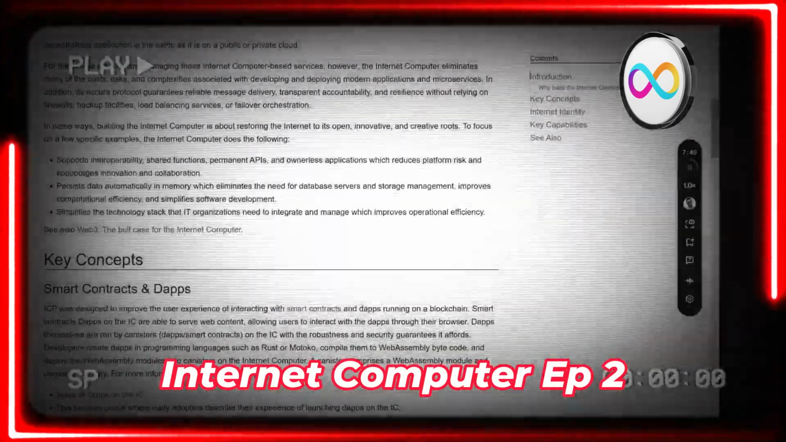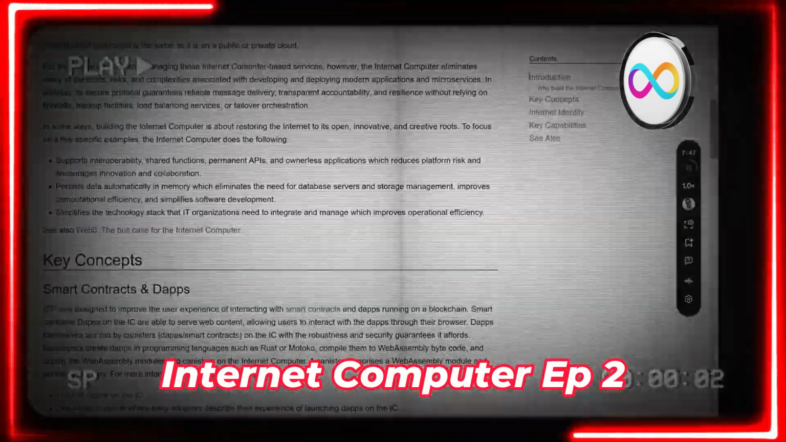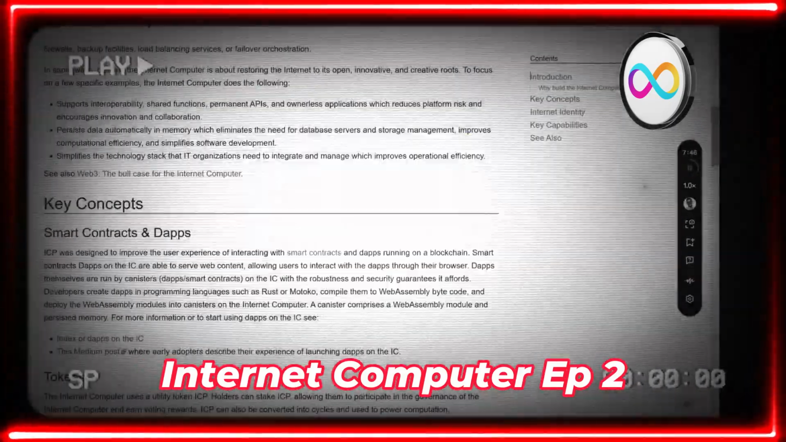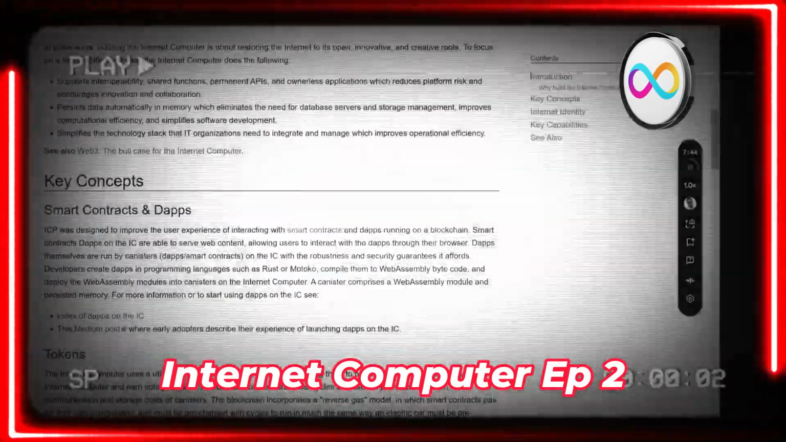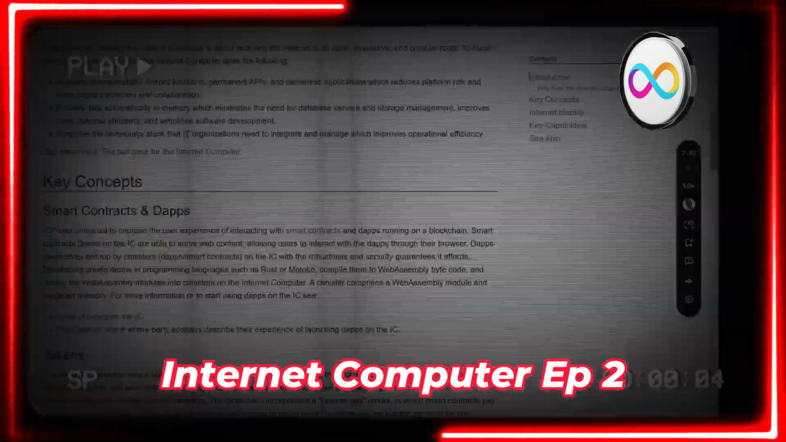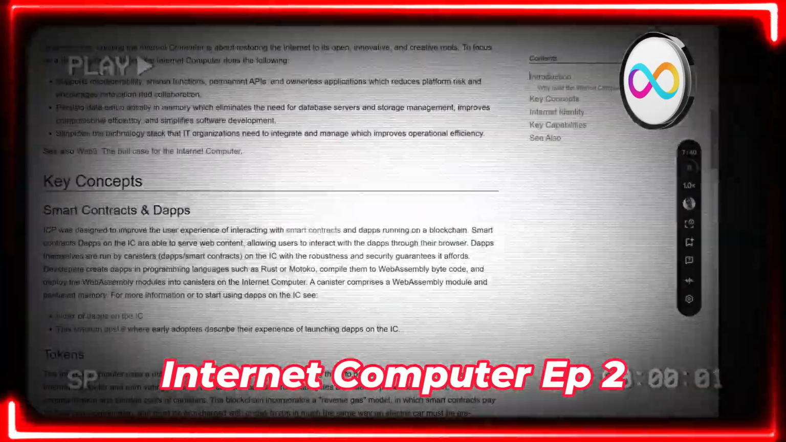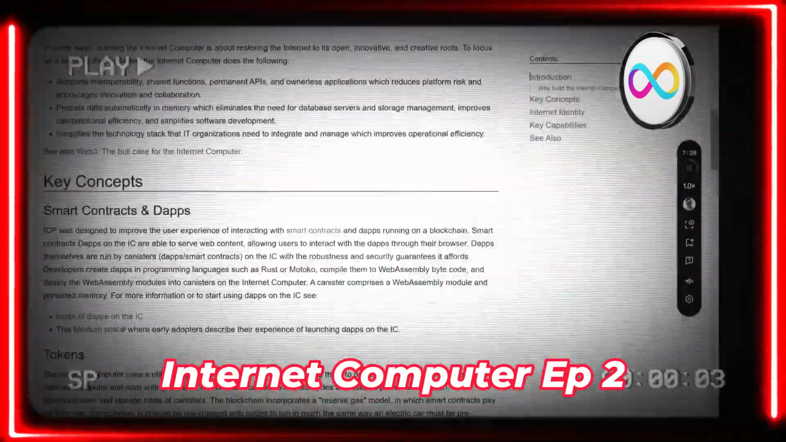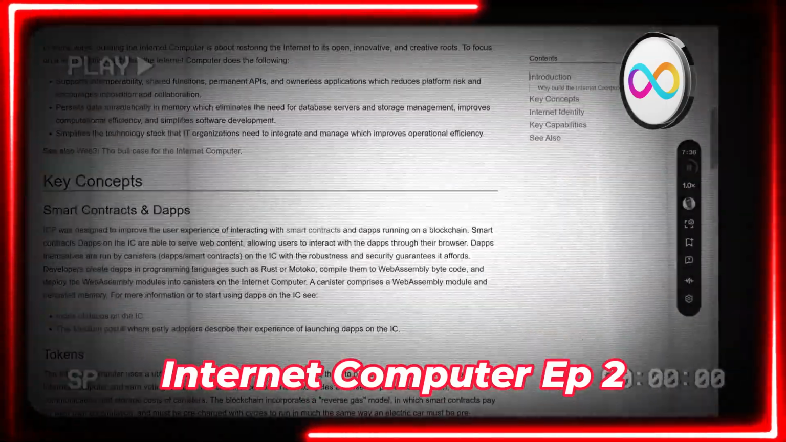See also Web 3, the bull case for the Internet Computer. Key concepts: smart contracts and dApps. ICP was designed to improve the user experience of interacting with smart contracts and dApps running on a blockchain. Smart contract dApps on the IC are able to serve web content, allowing users to interact with the dApps through their browser.